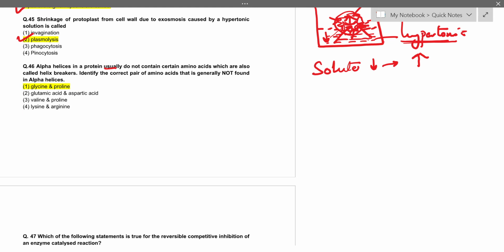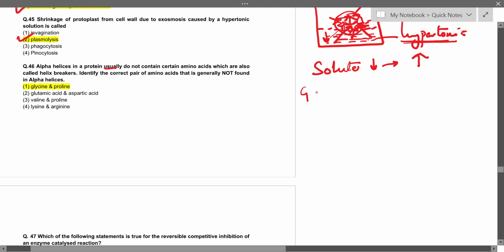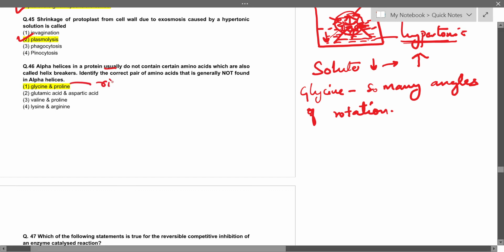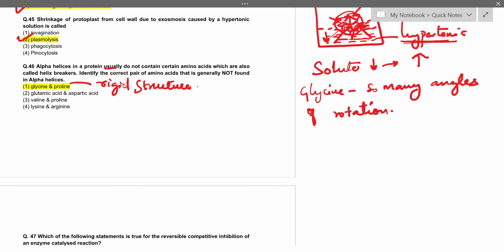Glycine, because glycine is having so many angles of rotation. When it is having so many angles of rotation, it is not possible for the alpha helix to be stable because of it. And proline, because it is having a rigid structure. Okay, alpha helix needs to be stable. So whenever there is glycine and proline, they do not favor the formation of alpha helices. So these are not usually preferred.